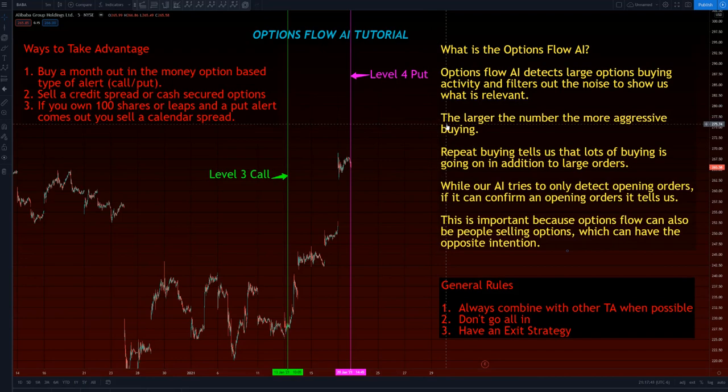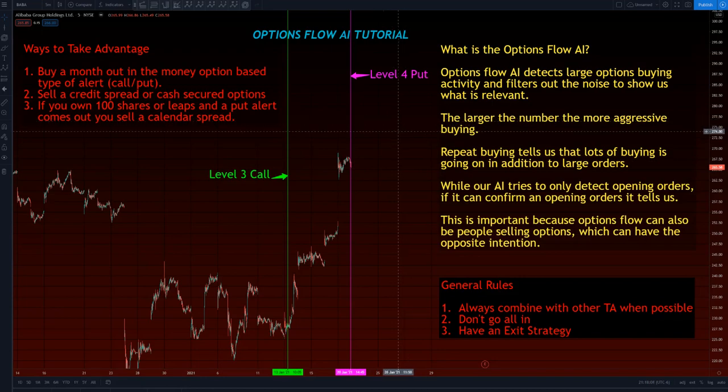So the larger the number you see, the more relevant the options flow is on that ticker, the more aggressive it is, and the larger the buying activity. If you see a repeat call detected, that just means that in addition to large buying activity, there's also a bunch of smaller activity going on. So that should really reinforce that that is a good thing to pay attention to.